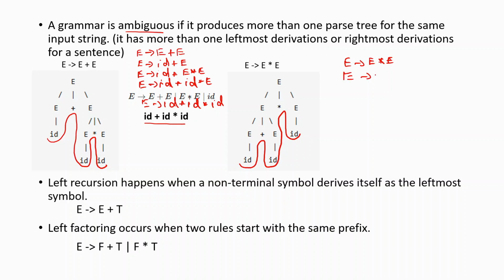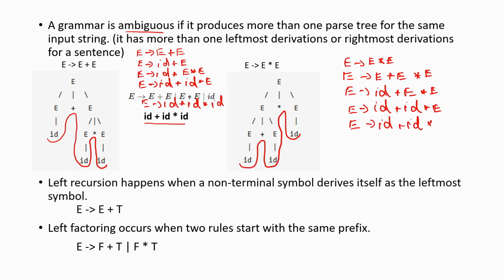So here this E will be replaced with E plus E star E. Then from the leftmost, E will be derived to ID. Then the next E will be derived to ID. And finally, in the last step, we are getting the input. So if your grammar has more than one leftmost derivation, or if the input string is produced by more than one parse tree, then the grammar is ambiguous. So here this grammar is an ambiguous grammar.